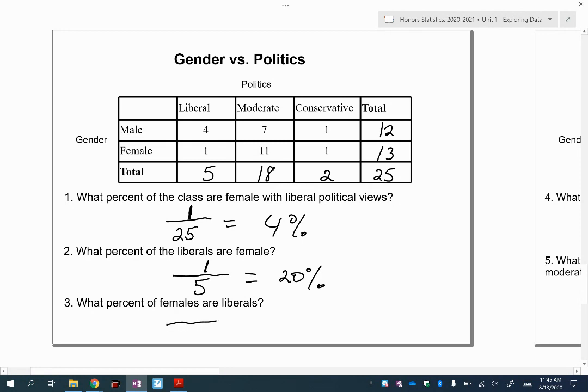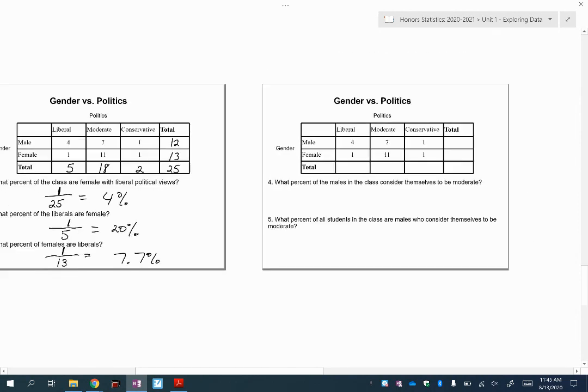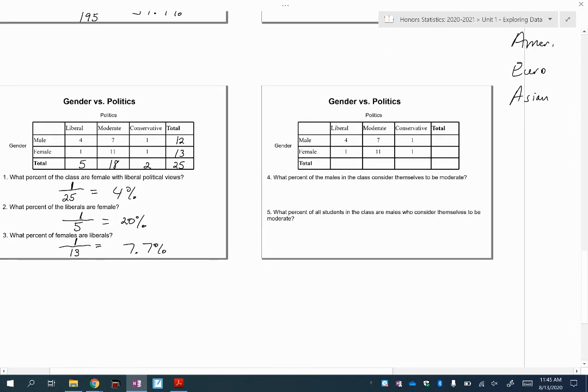What percent of females, so that's 13 females, are liberals? So still that numerator of 1, but the denominator has changed to 13. That's 0.08%. I'm sorry, that's completely wrong. 7.7%. Math is hard. Okay, let's move to the next one. On this one, I'm going to fill in those margins again. We got 2 conservatives, 18 moderates, and 5 liberals.